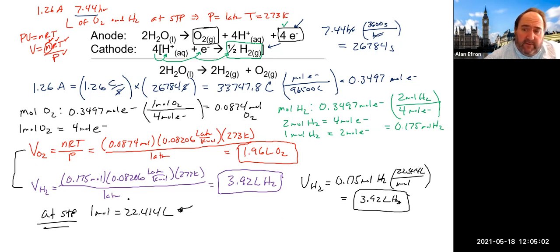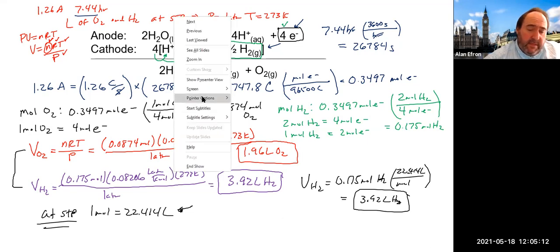They both give you really the volume. So what this tells us is if we ran this cell for 7.44 hours at that amperage, this is the volume of oxygen gas and hydrogen gas that we would expect to be collected.